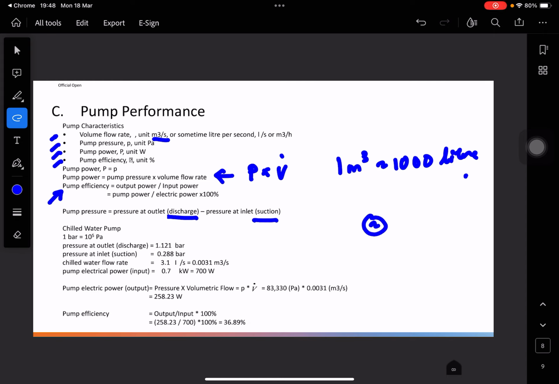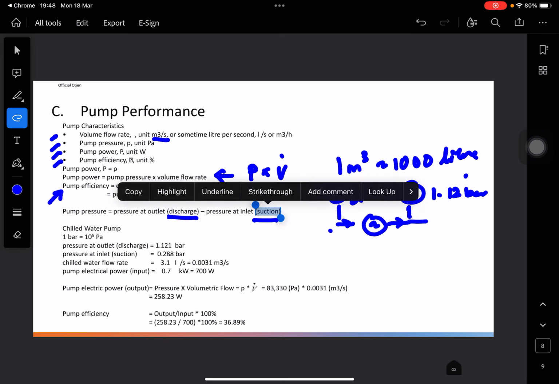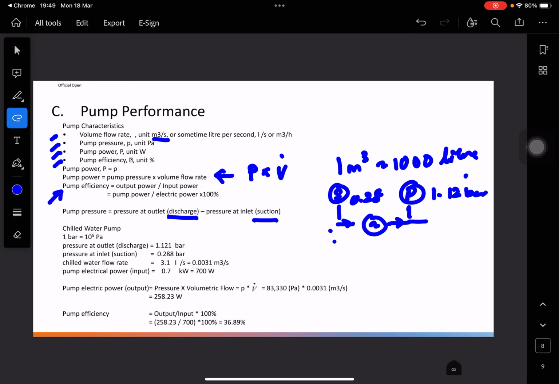So assuming this is your pump, something is on discharge, your pump will definitely discharge, right? Discharge pressure will give you approximately, in this case, about 1.12 bar. Your suction pressure, which is here, is usually very low. In this case, it's about 0.28 bar. All right. So with that, you get your pump discharge, pump suction, and then you have your chill water flow rate, which is 3.1 liters per second. You convert that into meter cube per second, which will get about 0.0031.